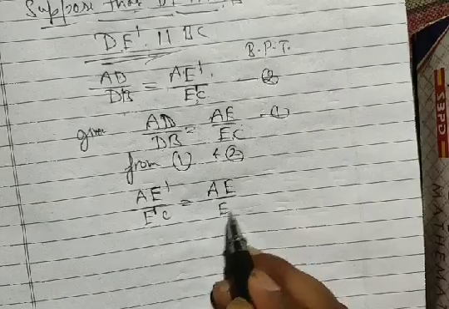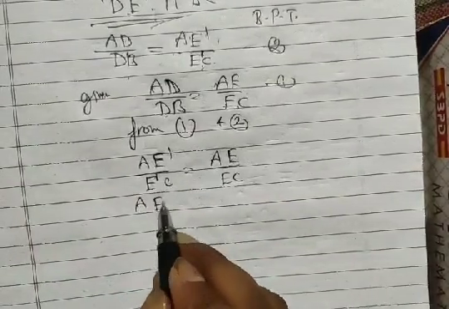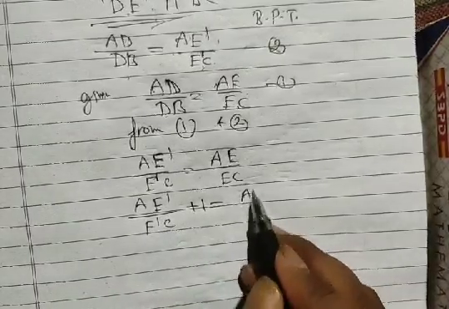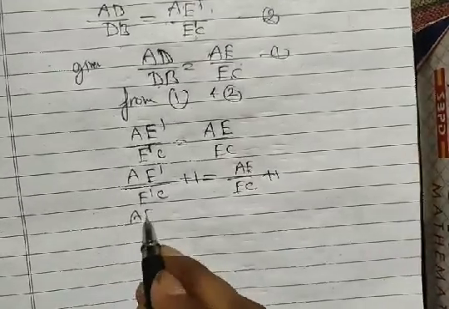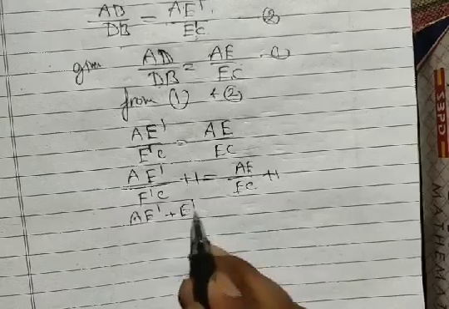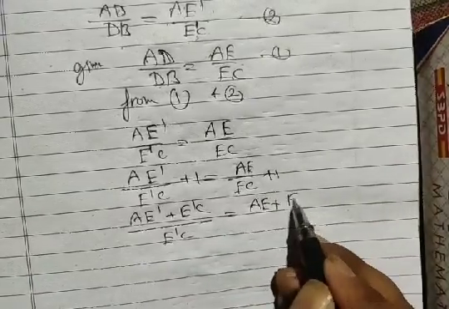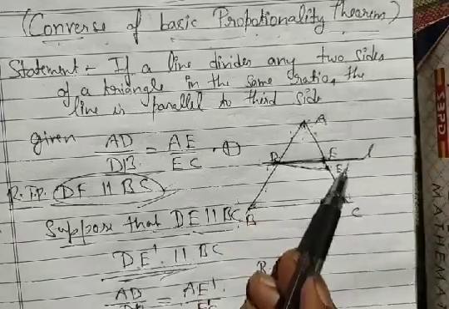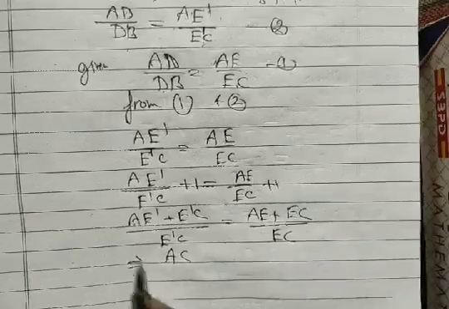AE by EC. Now, using the basic fundamental property of mathematics, adding +1 on both sides, then taking the LCM, what do we have? Now look at the figure. AE prime plus E prime C. What is the value of AE prime plus E prime C? This is equal to AC.